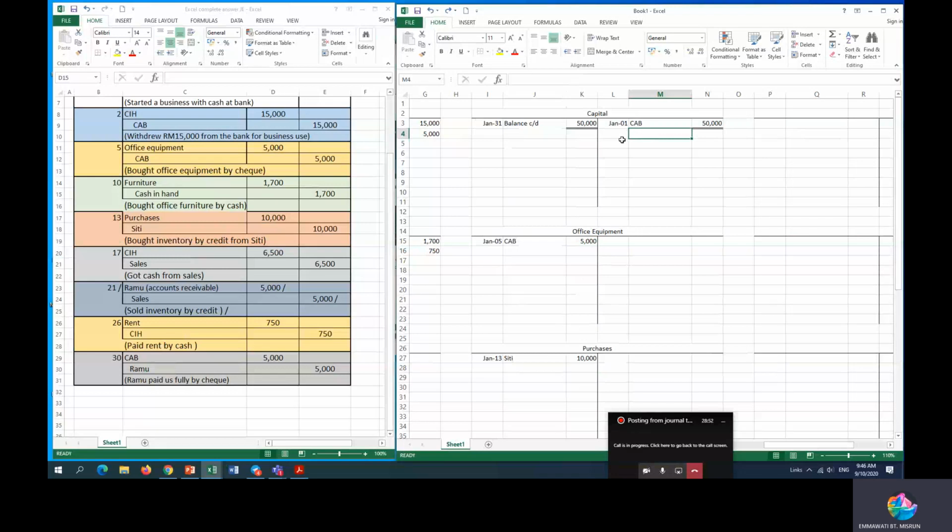After January is February, so the first day of the following month is February 1st. Balance c/d is on your debit and your b/d would be on your credit, the entries going from debit to credit. So you have balance c/d 50,000, and next you should also have your balance b/d on the credit side with the same amount of 50,000.